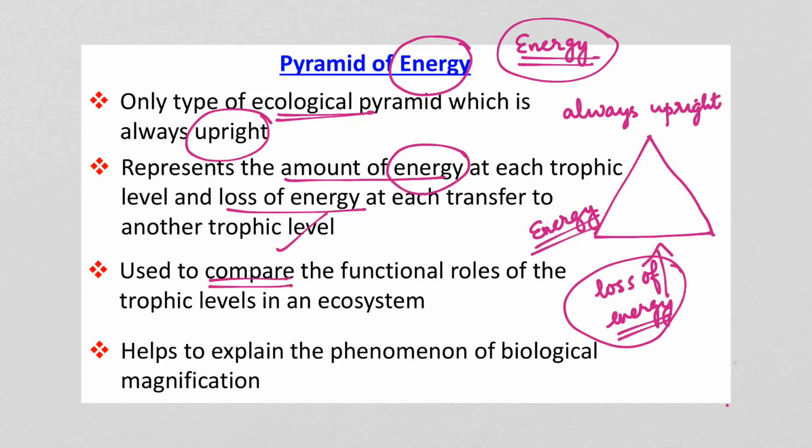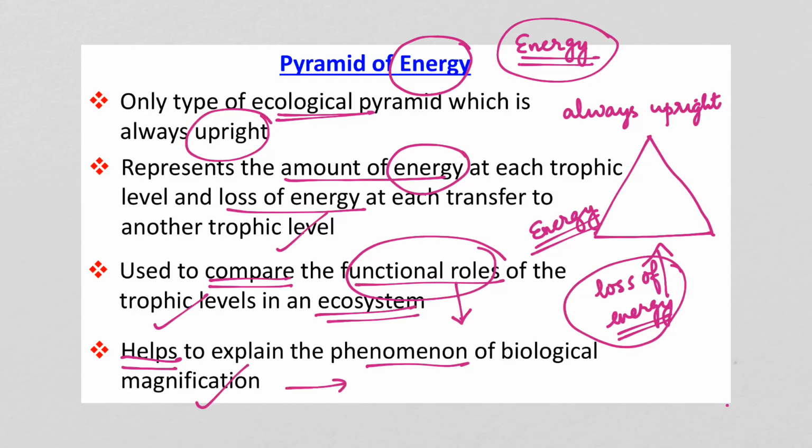And it is used to compare the functional roles of the trophic levels in a particular ecosystem, and it helps to explain the phenomenon of biological magnification, which we will discuss later. We will discuss what bioaccumulation and biomagnification are.